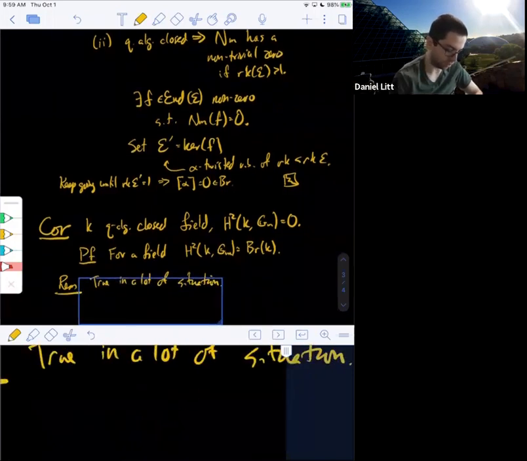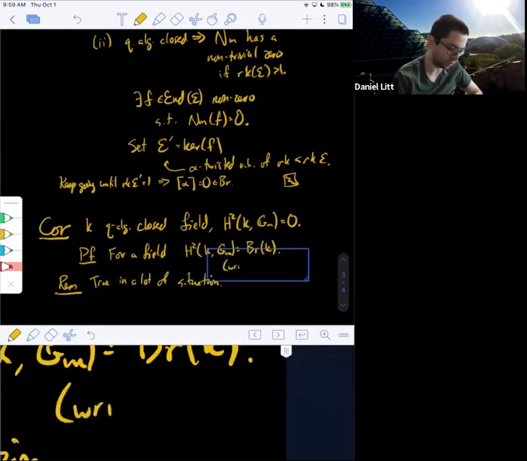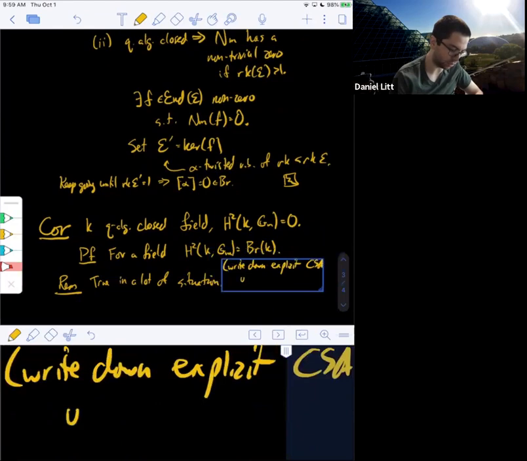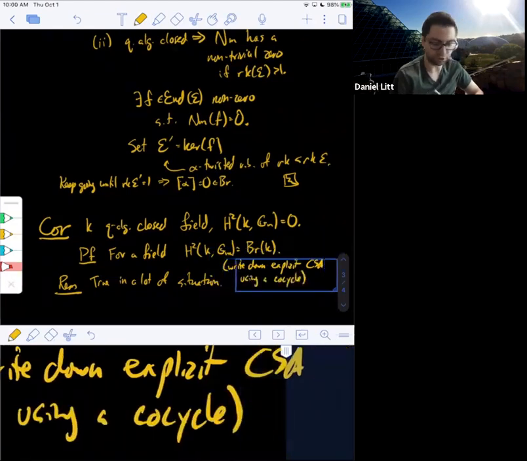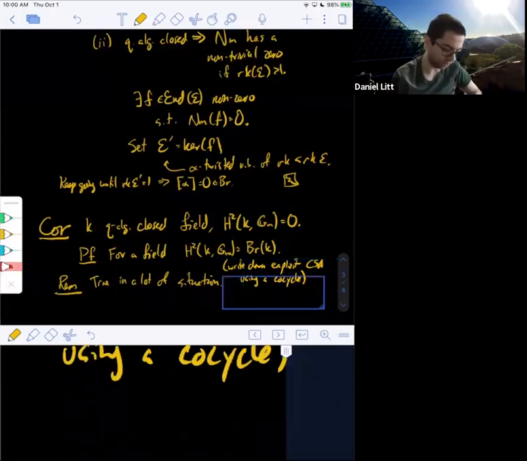And the proof for fields is you just write down an explicit central simple algebra using a cocycle. So you have to show that every cocycle gets hit by some central simple algebra, and you just write one down. And this is in Serre's Local Fields, for example.